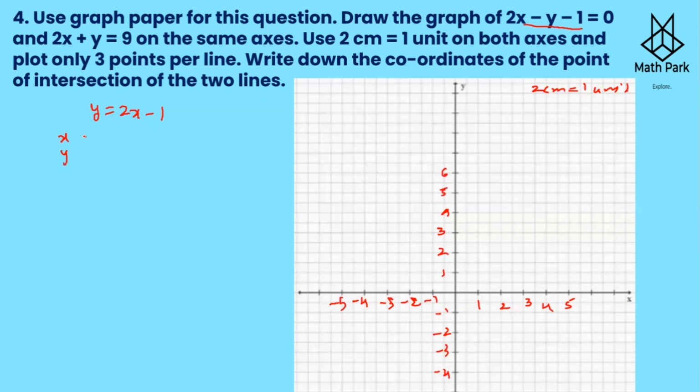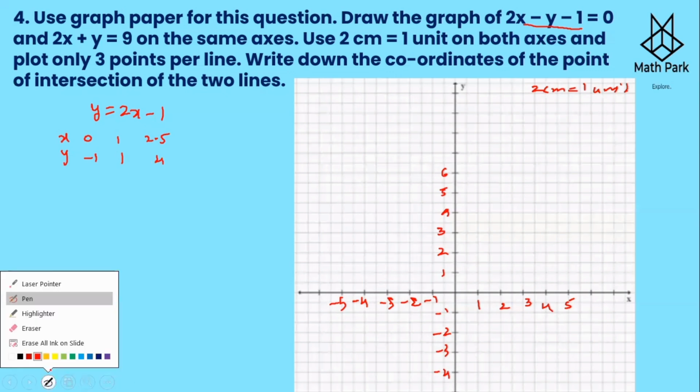So if you put x is equal to 0, you are getting y is equal to minus 1. If you put x is equal to 1, you get 2 times 1 is 2, 2 minus 1, y is equal to 1. If you put x is equal to 2.5, you get 2.5 times 2 is 5, 5 minus 1 is 4. Any 3 points to be plotted. Once we are done with this, we will be plotting the points for this first line.